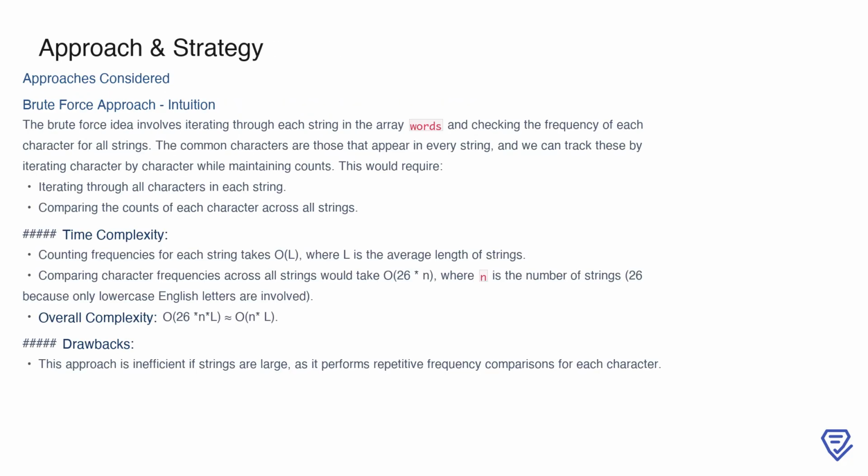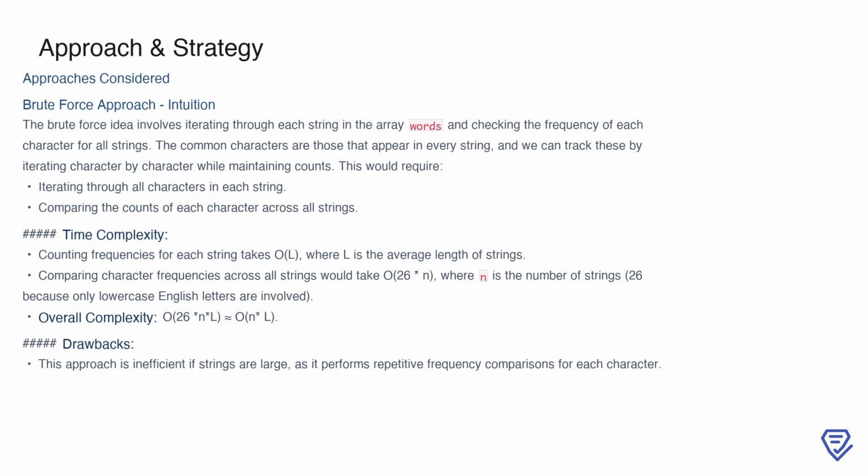To tackle this problem, we first consider a brute force approach. The intuition here is straightforward. For each string in the array, we calculate the frequency of each character and then compare these frequencies across all strings to find the common ones. Essentially, if a character appears in every string, we track its occurrence count and include it in our result accordingly. This involves iterating through all characters in each string and performing comparisons for every character.